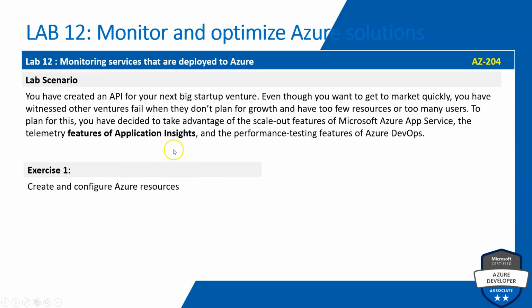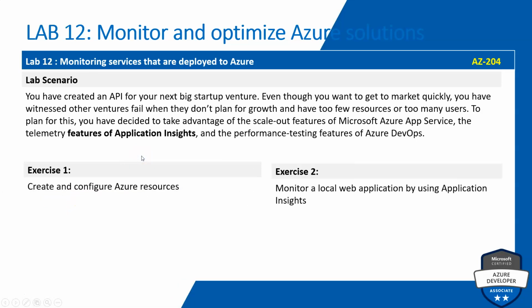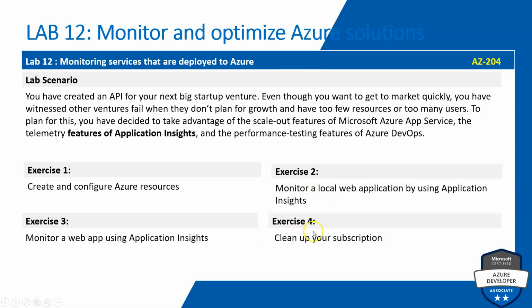So we are going to cover this particular lab in 4 exercises. Exercise 1, here we'll go and create the Azure resources. In 2, we'll go and create a web app and then we'll monitor by using Application Insights. In exercise 3, we'll monitor a web app using Application Insights. So here in the 2, we'll monitor a local web app and here we'll create a web app on Azure. In the last exercise, we'll clean up the resources.